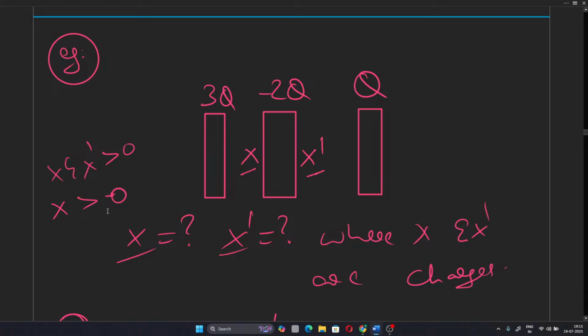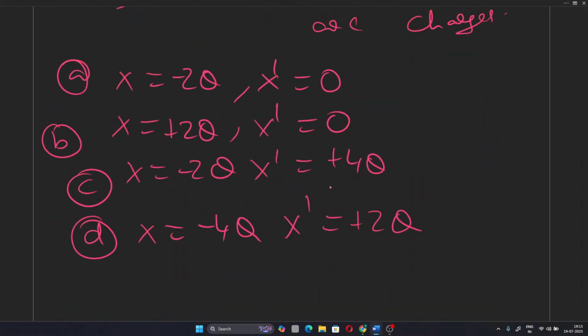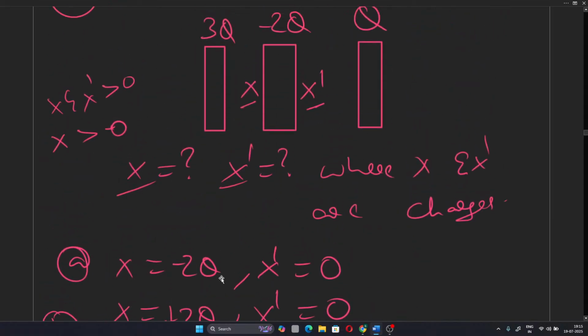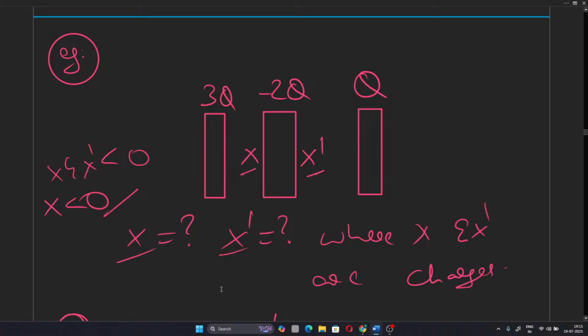So any option that is negative is wrong. So obviously, wait. No, I meant that both will be negative, not positive. They will not be positive. Here, this will always be lesser than 0, because it's a very large charge and it's a negative charge, and this is q. X will mostly be negative. X dash also will mostly be negative.